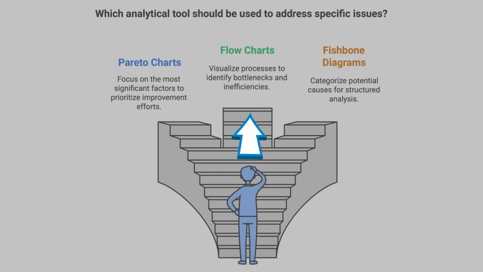Flowcharts are instrumental in identifying bottlenecks, redundancies, or inefficiencies within a process. And finally, fishbone diagrams, which are commonly known as cause and effect diagrams. Also known as the Ishikawa diagrams, these tools categorize potential causes of problems, facilitating a structured analysis of contributing factors. They are particularly useful in brainstorming sessions to explore all possible causes of an issue.